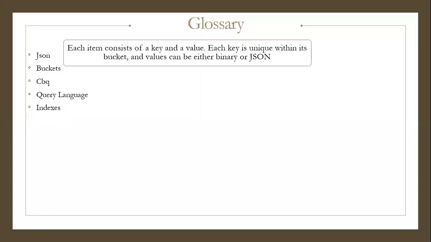We have to be aware of such keywords which are associated specifically with Couchbase. Then only we can understand what Couchbase is. It's just a new database, and it's very hard to start with it. So that's why I have listed down some keywords associated with Couchbase. These are the keywords: JSON, buckets, CBQ, query language, and all those things. When it comes to JSON, yes, exactly, as we know, each item consists of key value pairs.